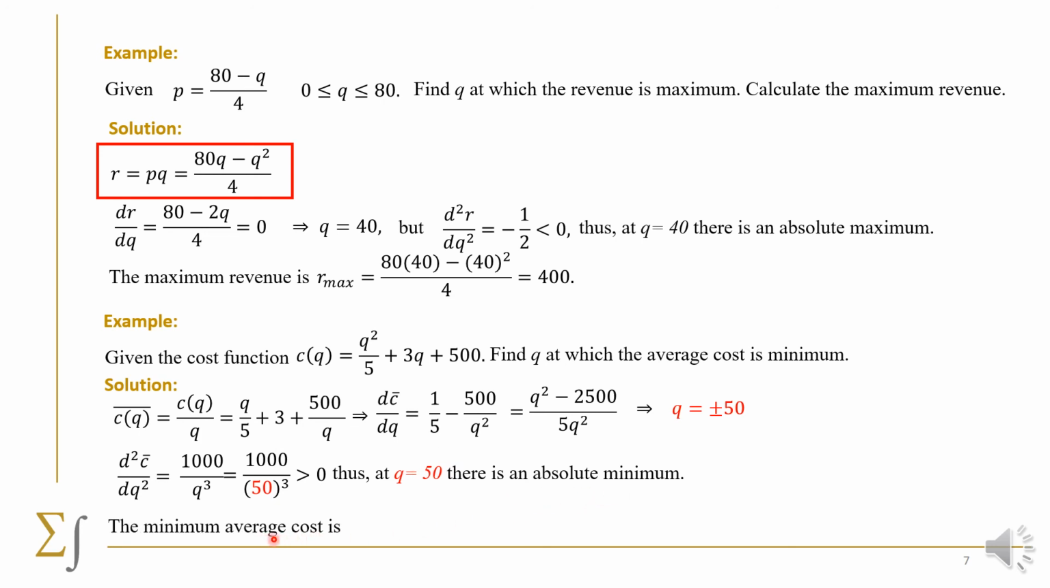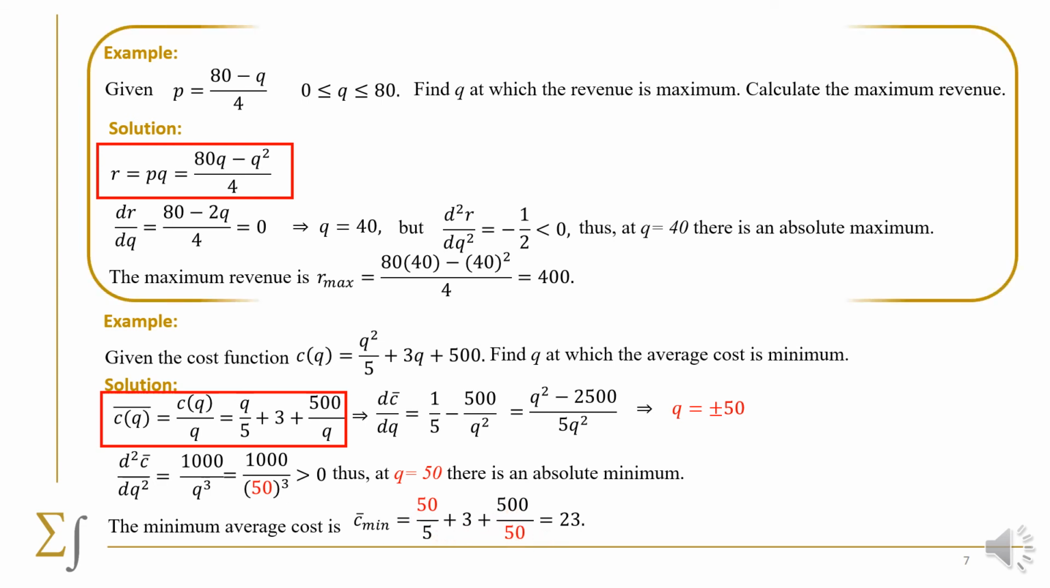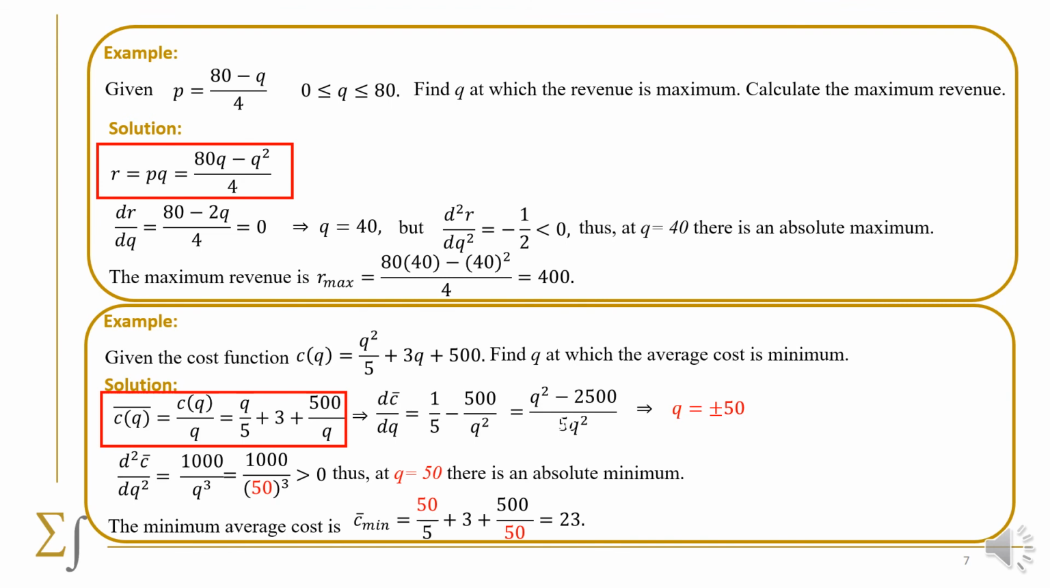Then, if you're interested in finding the minimum average cost, go to the average cost function, which is here, and plug in the 50 in every term. C bar minimum is 50 over 5 plus 3 plus 500 over 50. This is 23. These were the two examples.